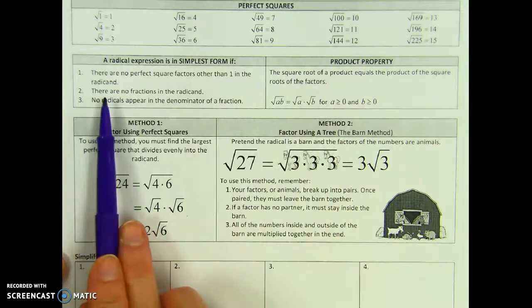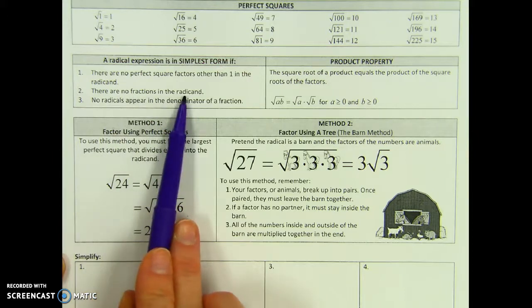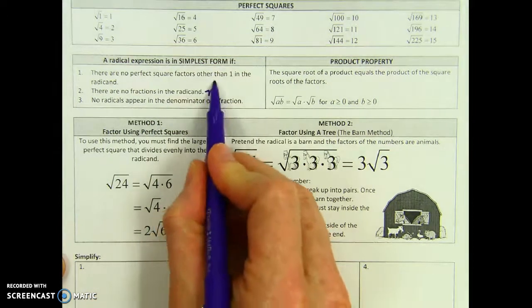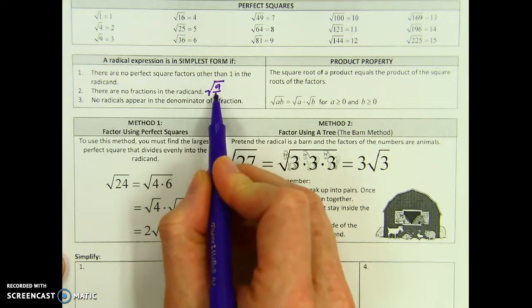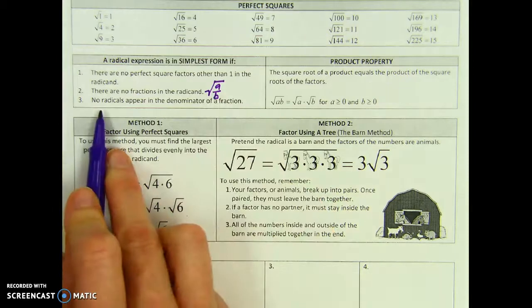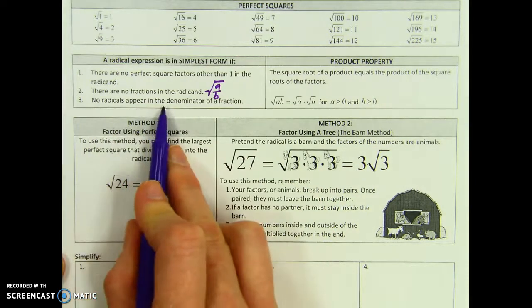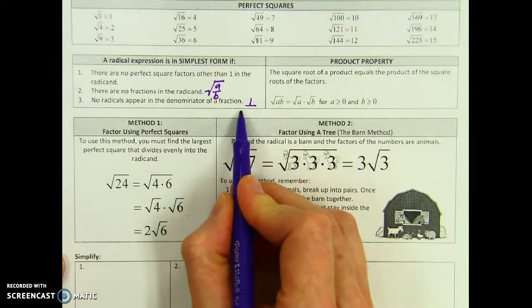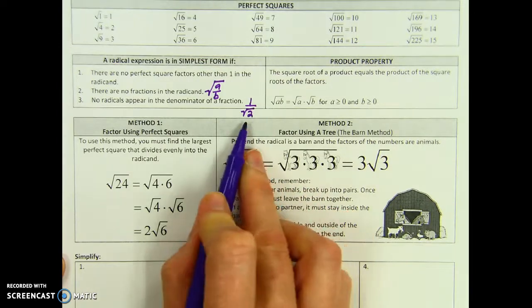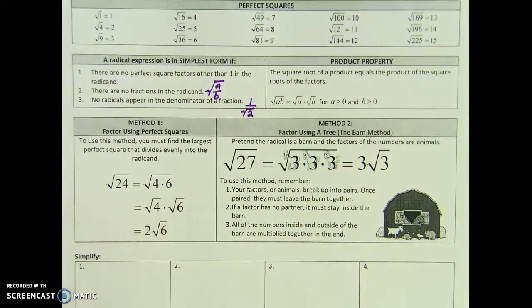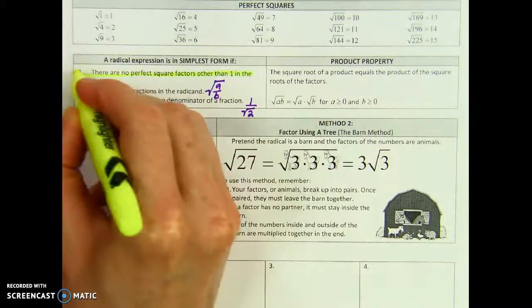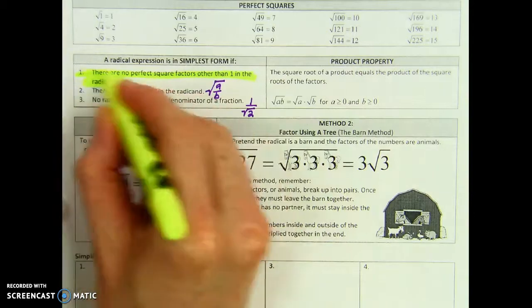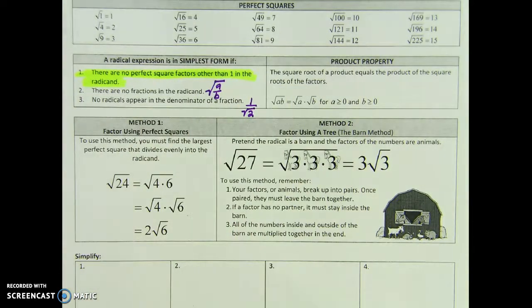The second rule: there are no fractions in the radicand. So there cannot be anything underneath the radical that's a fraction. We must fix that. And the third one: no radicals appear in the denominator of a fraction. So it would be something like this. This is considered unsimplified. But for today, we are only going to look at this first rule. And the first rule states, there are no perfect square factors other than 1 in the radicand.